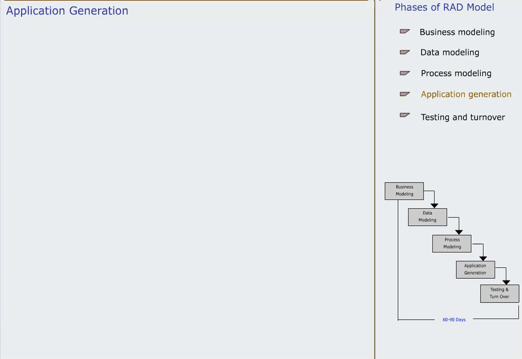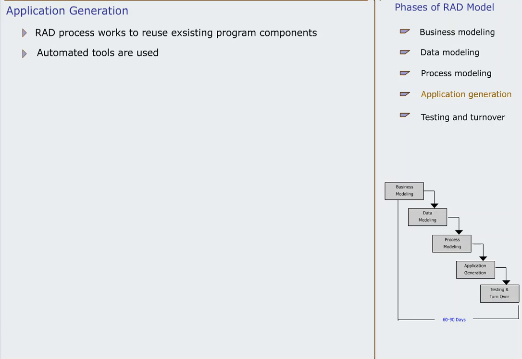Application generation. Rather than creating software using conventional third-generation programming languages, the RAD process works to reuse existing program components. In all cases, automated tools are used to facilitate construction of the software.